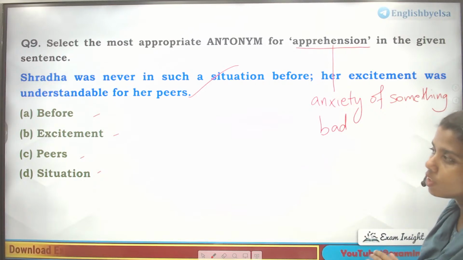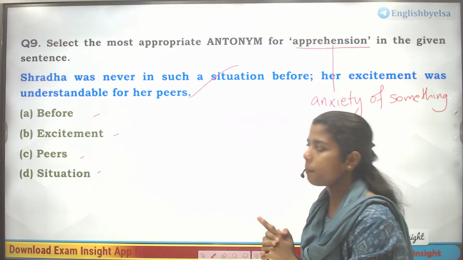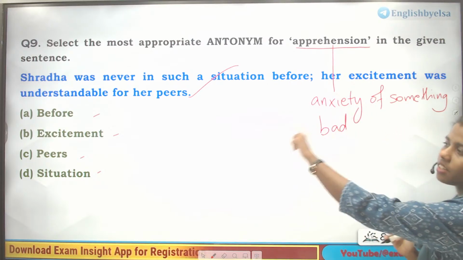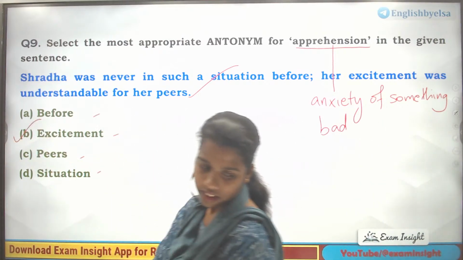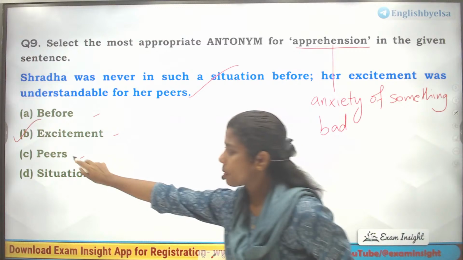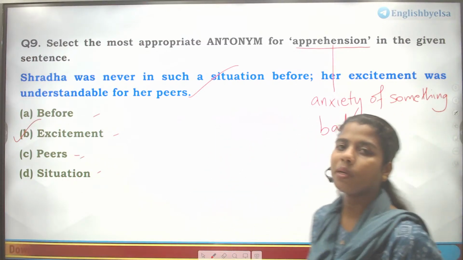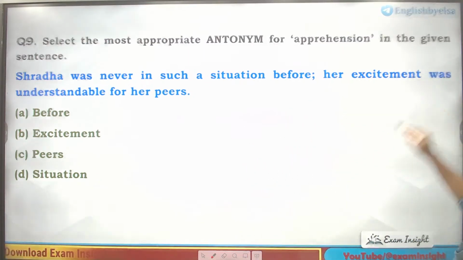What will be the antonym for it? Should it be before? Excitement, fears, situation. Anxiety, the exact opposite will be excitement. Correct? Peers means friends. I hope you know that. You may have heard of the term peer pressure. Peer pressure, friends pressure. Next one.